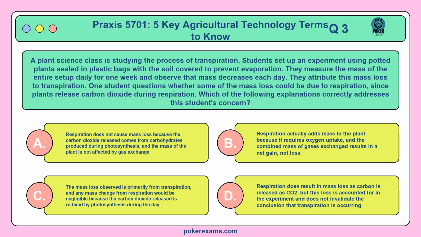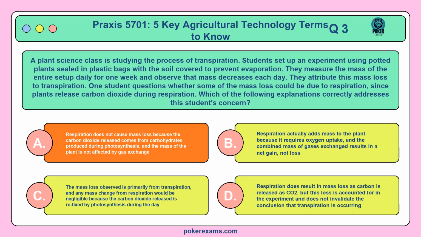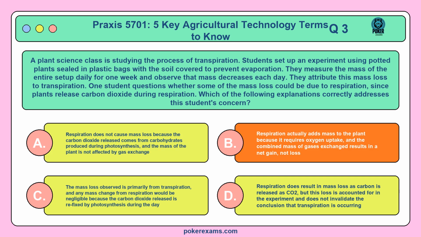Option A. Respiration does not cause mass loss because the carbon dioxide released comes from carbohydrates produced during photosynthesis, and the mass of the plant is not affected by gas exchange. B. Respiration actually adds mass to the plant because it requires oxygen uptake, and the combined mass of gases exchanged results in a net gain, not loss.